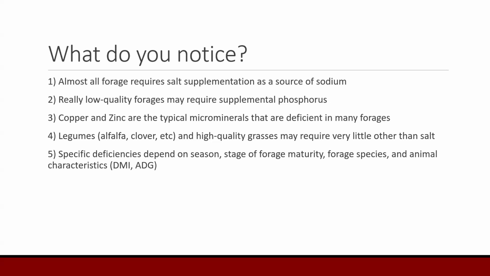Copper and zinc are typically the microminerals that are going to be deficient in forages. Legumes and high quality grasses may require very little mineral supplement on top of salt. But the specific deficiencies are going to be driven by the forage type, forage maturity, forage species, right? But also the animal characteristics. So dry matter intake and average daily gain, right?